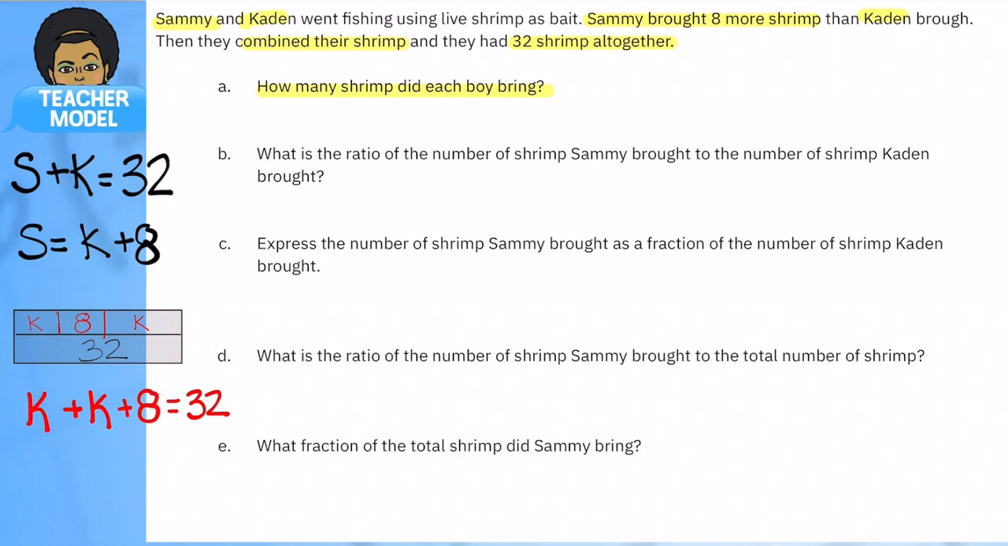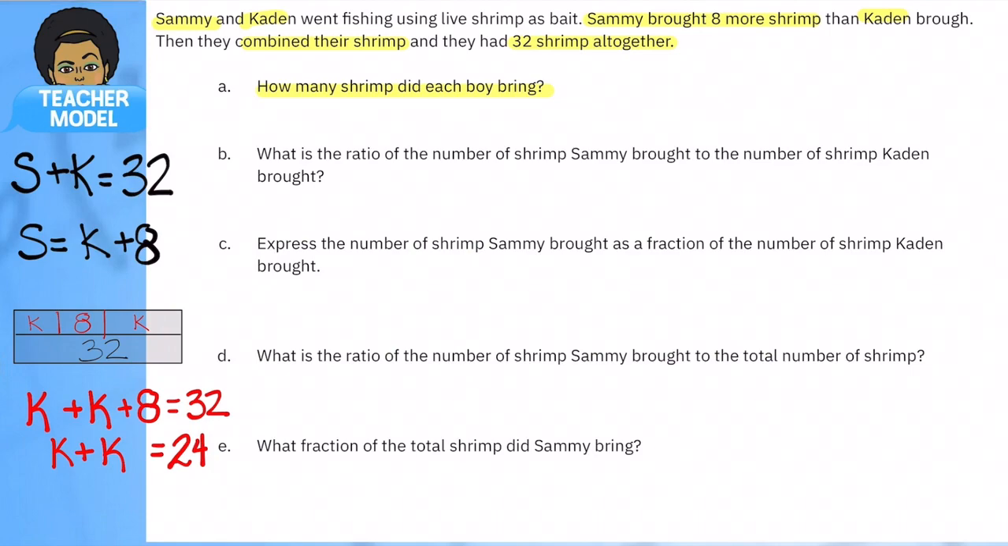How much shrimp am I going to have, Math Marvels? Just take away the 8. I'm going to have 24 shrimp. Okay, so that's all I did. I just took away those 8 shrimp. So now I just have what Caden has plus what Caden has makes 24.